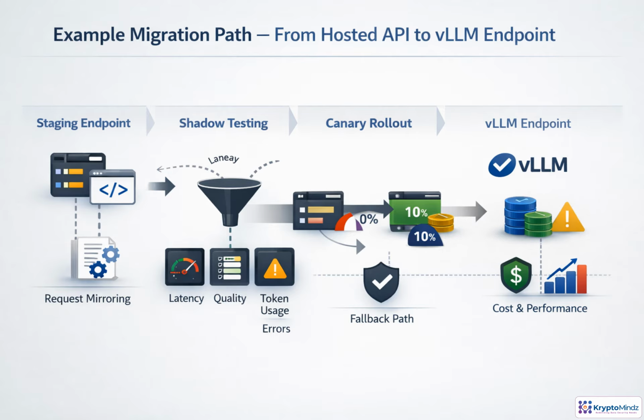A safe migration to vLLM should feel boring to users. Start by keeping the same request and response contract in staging, so the application does not need to change. Then use shadow traffic or replayed logs to compare latency, output quality, token usage, and errors against the hosted API. Once the results look acceptable, canary a small slice of real traffic. Keep the hosted provider as a fallback during this phase. Increase traffic only when your gates hold: P95 latency, error rate, quality score, and cost per request.